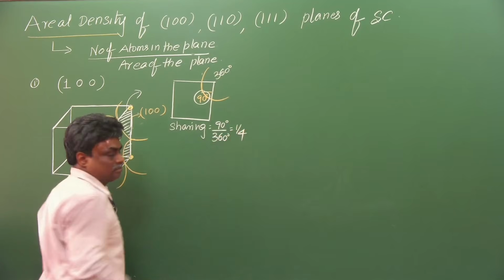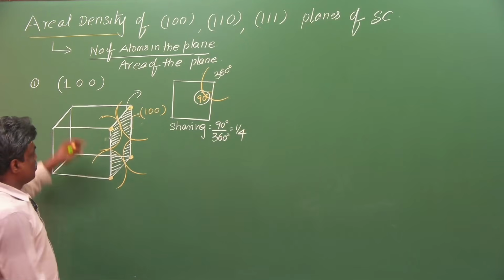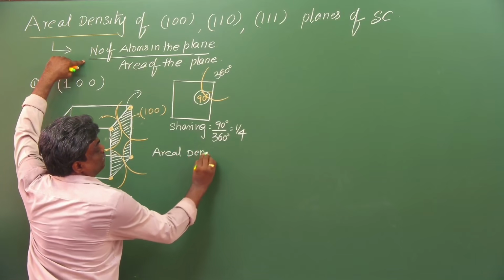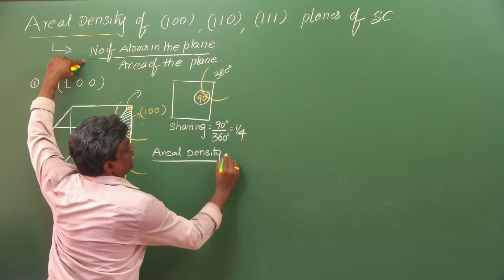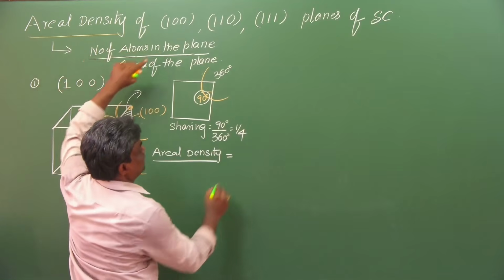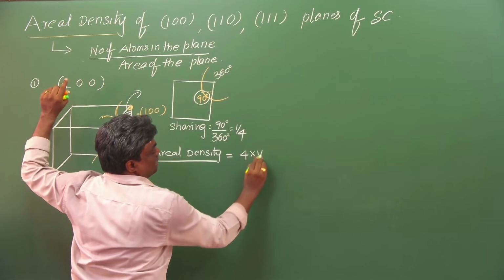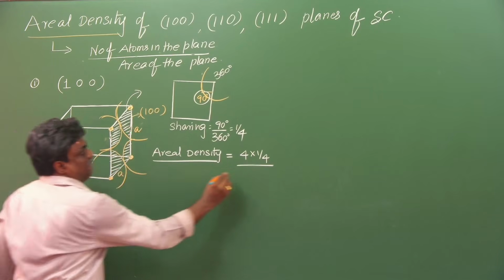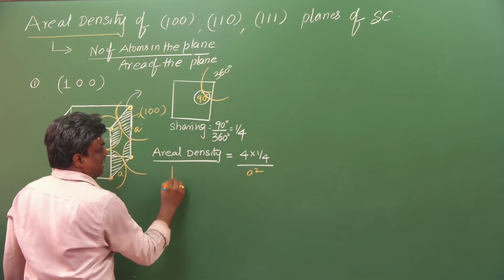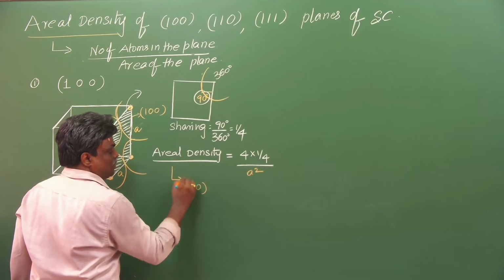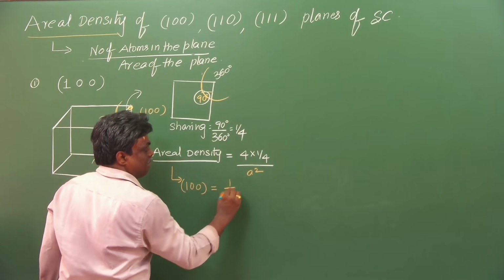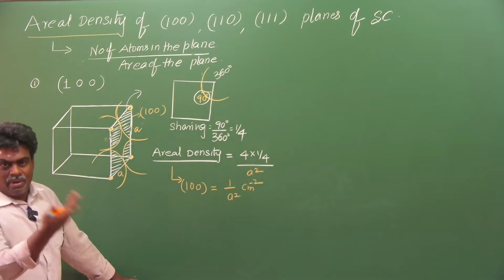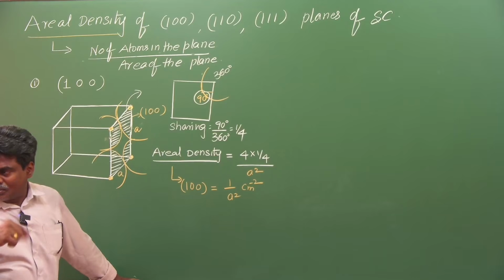Well, simple. So that's why the areal density, next one you have to do, listen. Areal density is equal to the number of atoms in the plane, sharing, divided by area. Area is A square. That's why the areal density for the 100 plane is given by 1 by A square, centimeter inverse square or meter inverse square, whatever it is. This is for the 100 plane.